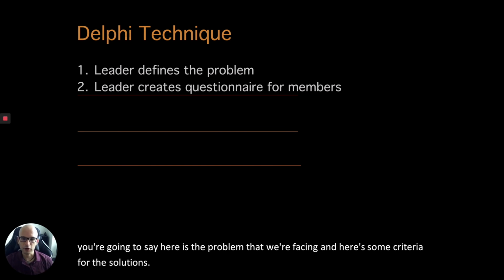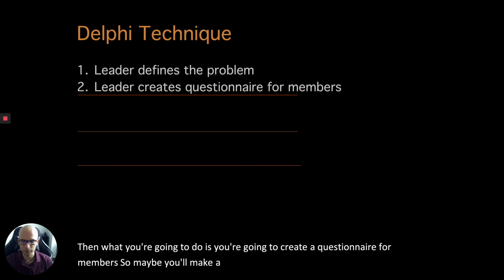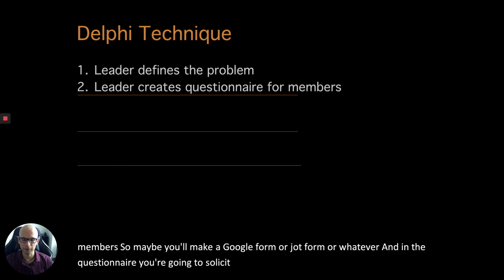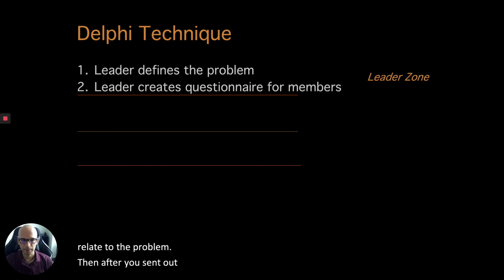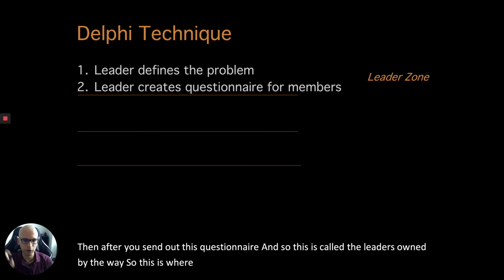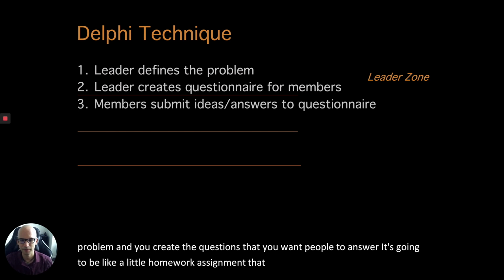Then, what you're going to do is you're going to create a questionnaire for members. So maybe you'll make a Google form or a Jotform or whatever. And in the questionnaire, you're going to solicit members' advice on some questions that relate to the problem. So this is called the leader zone, by the way. This is where the leader is really in control, and you define the problem and you create the questions that you want people to answer. It's going to be like a little homework assignment that you're going to give everyone.